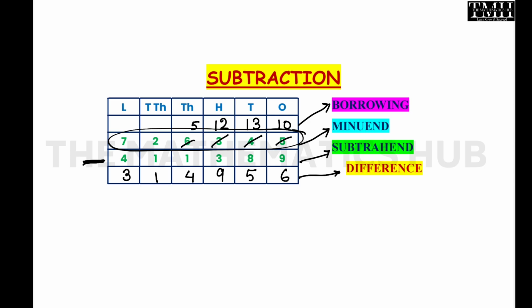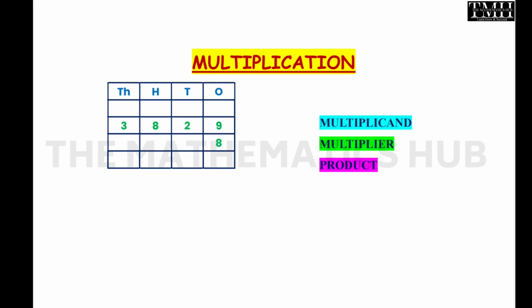Now let's proceed towards multiplication. Here we will multiply these two numbers together. 8 nines are 72. So we will write the ones place here and the tens place as the carryover. 8 twos are 16. 16 plus 7 is equal to 23. So write here 3 and write the carryover here.